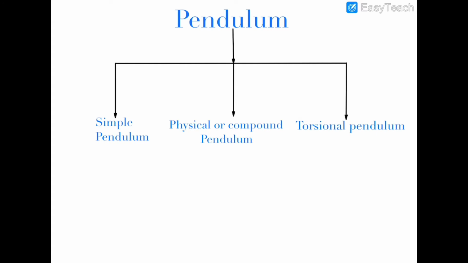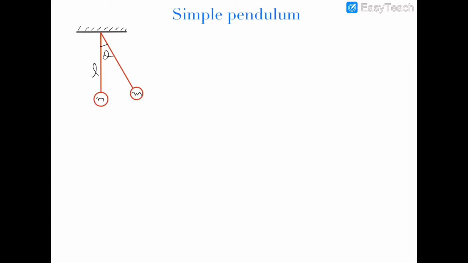In this video, we are starting the pendulum, and there are three kinds of pendulums. The first one is the simple pendulum, the other one is the physical or compound pendulum, and the third one is the torsional pendulum. Let us start our discussion with the simple pendulum.